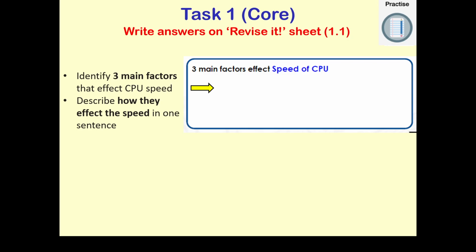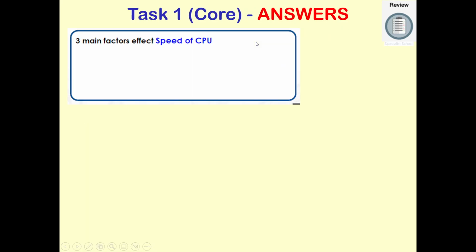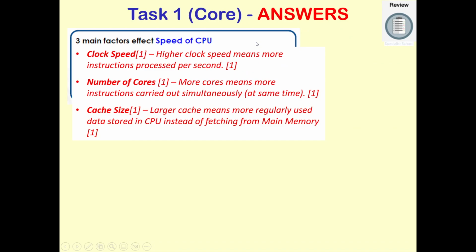Okay, hopefully you've had a chance to write it down. You should have paused it. Let's check. So 3 factors. Clock speed. The higher the clock speed means more instructions per second processed. Number of cores. The more cores means more instructions that can be carried out simultaneously, at the same time. And the cache size. The larger the cache size means more regularly used data can be stored in the CPU instead of fetching it from main memory, which takes longer.